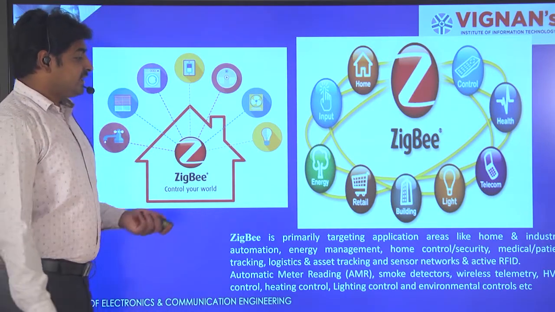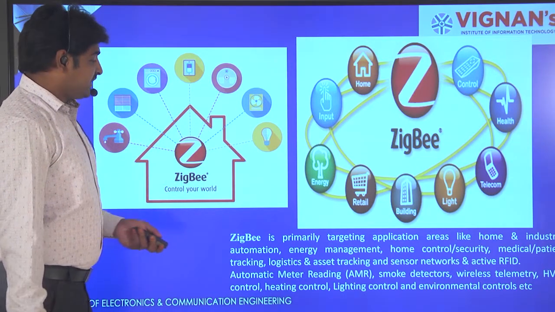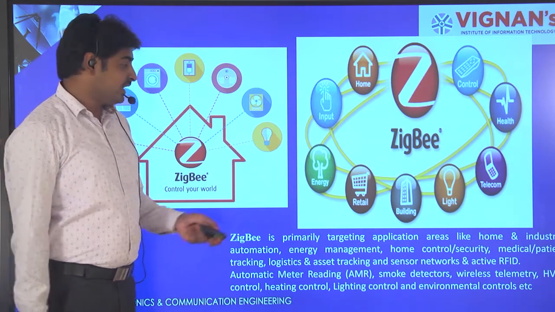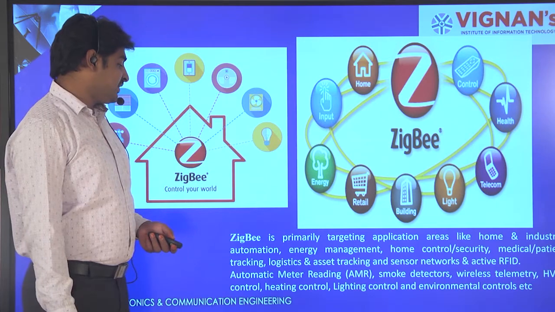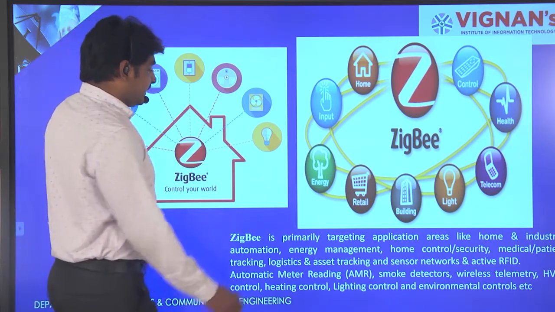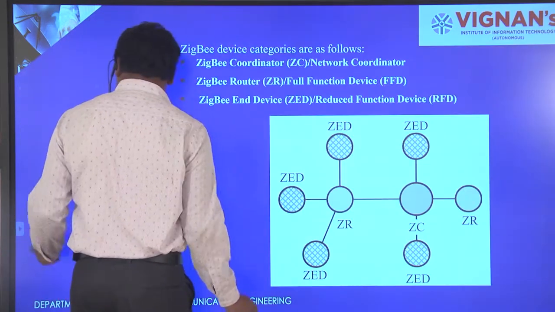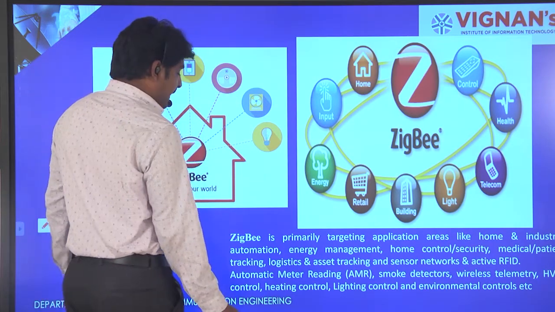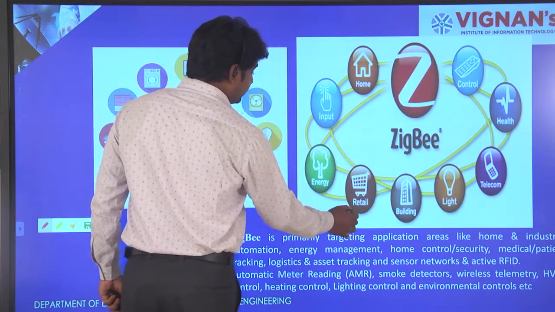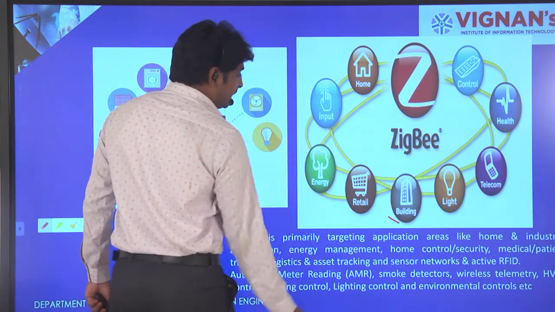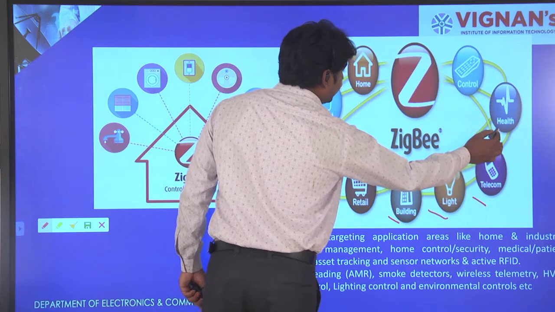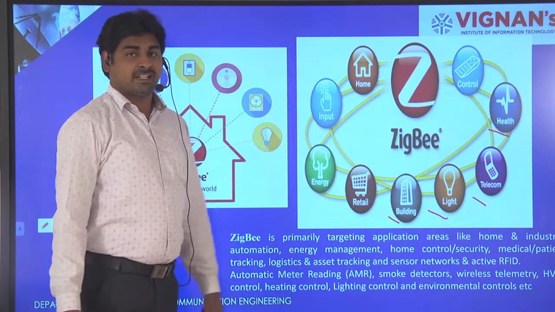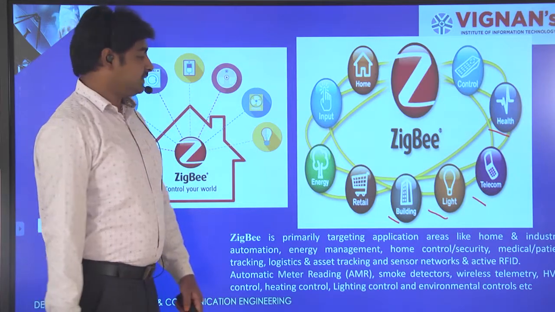Now Zigbee is used in various applications, mainly targeted at application areas like home and industrial automation, energy, home control, telecom, and in the biomedical field also nowadays most of the time they are using Zigbee.